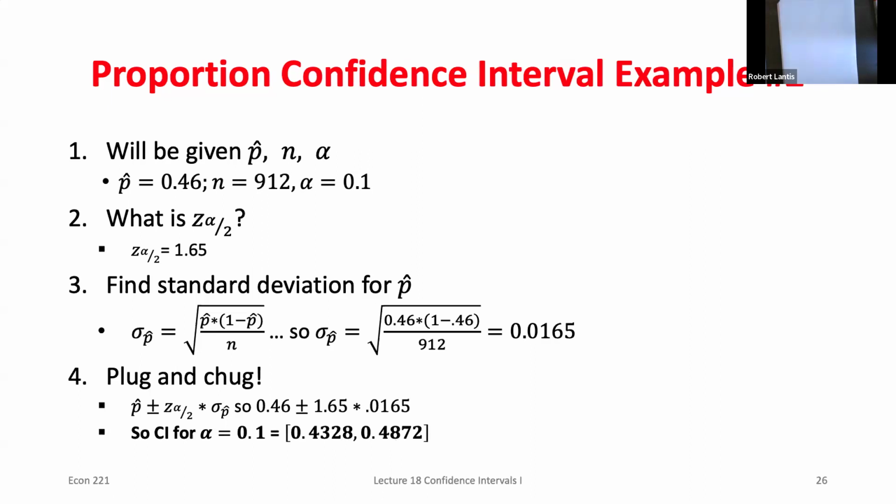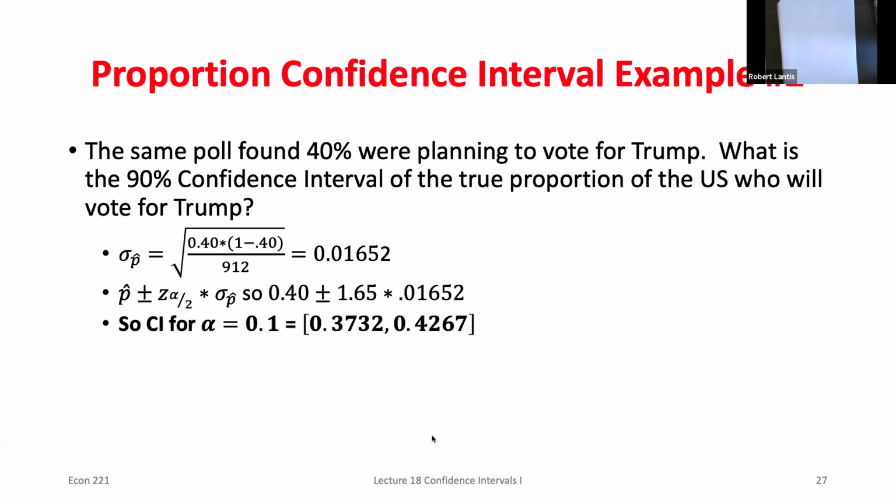Okay. So, if there were only two candidates, then I would say I would predict she's not going to win, right? The true proportion was not above 0.5. Now, there are third-party candidates, so we might want to do a step further, right? That same poll of 912 people had 40% of people planning to vote for Trump. So what would the 90% confidence interval be there?